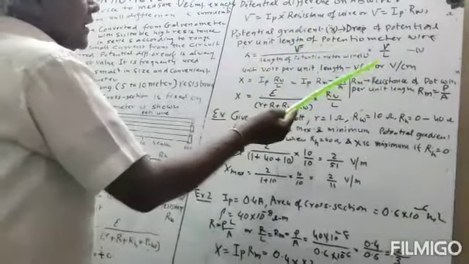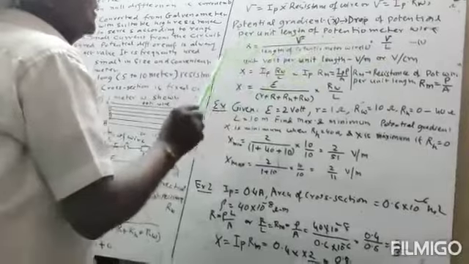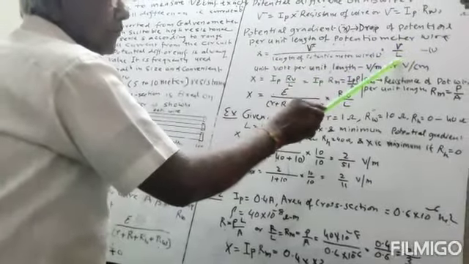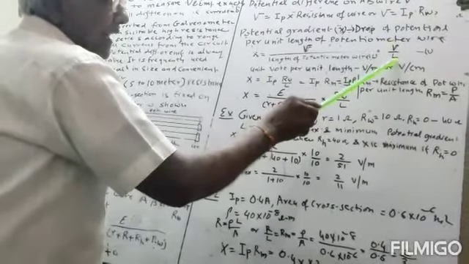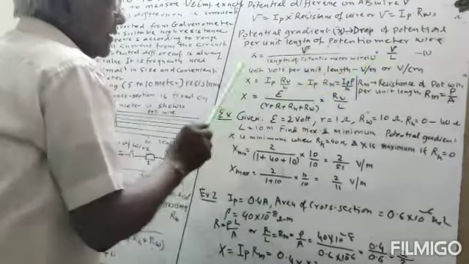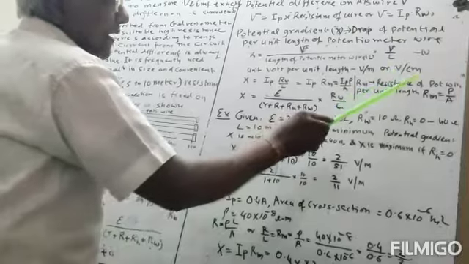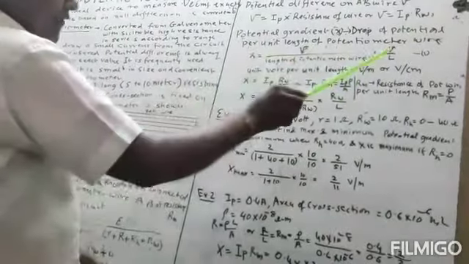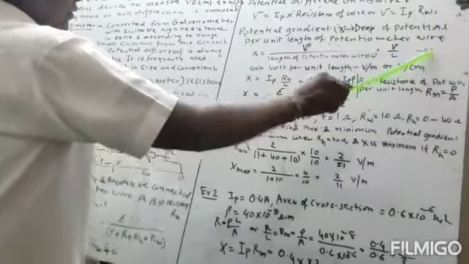So naturally, what will be the unit? The unit of potential gradient will be volt per meter. If we take the length in centimeter, then the unit will be volt per centimeter. So X is equal to V by L; this is one way to find X.